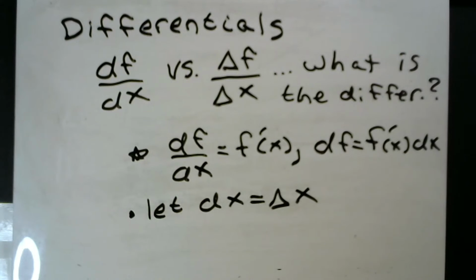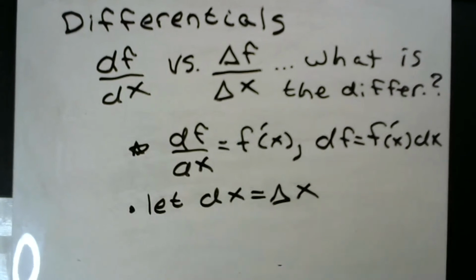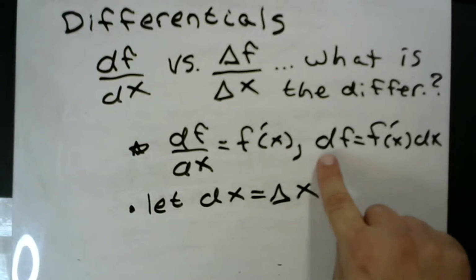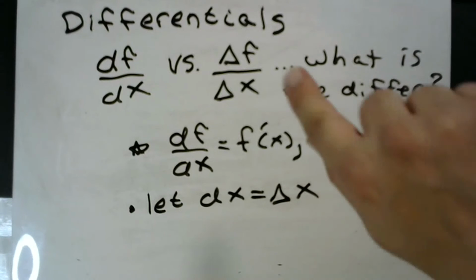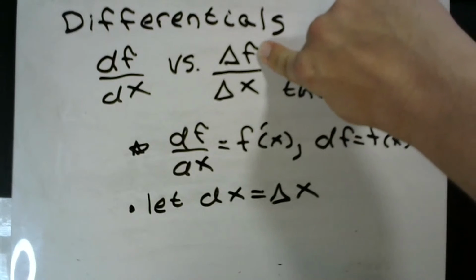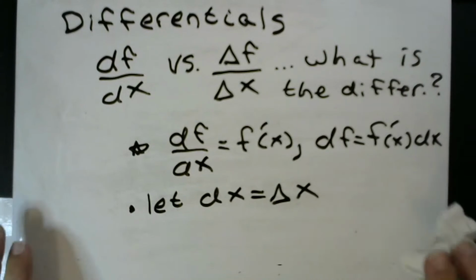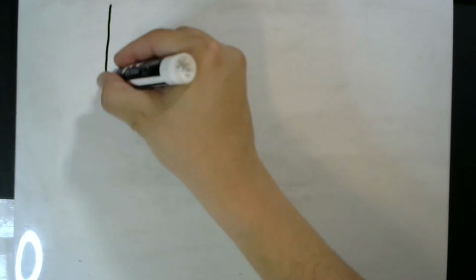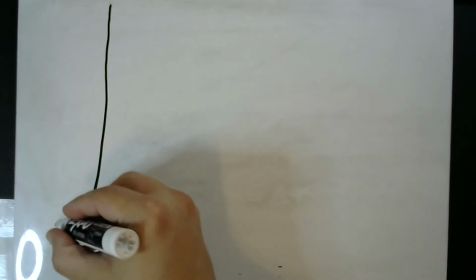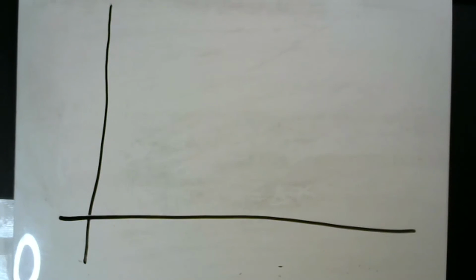So what we're going to do is we're going to construct a graph. And we're going to look at some properties here. And let's see if we can figure it out. We're going to be okay making this equivalence. And we know df can be written like this, but is this the same as that delta f? So let's find out. So again, we're going to let delta x be equal to dx. Let's take a look at this. Where delta f and df, the same thing.